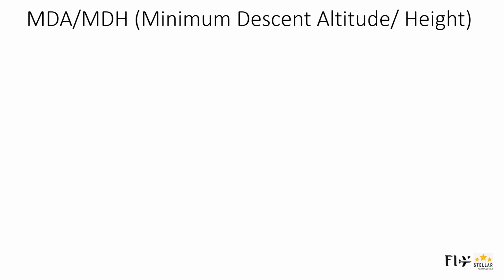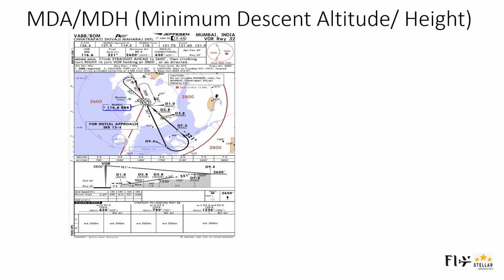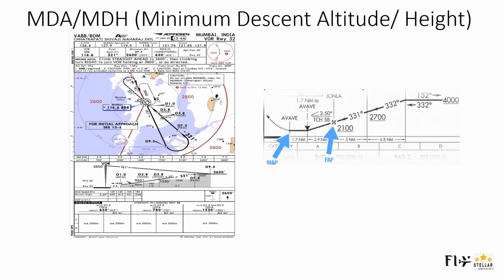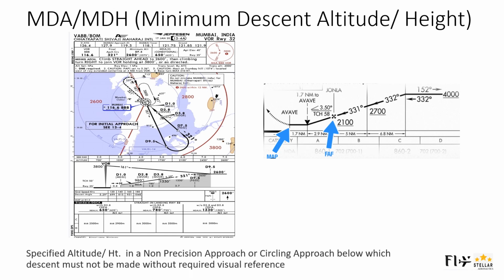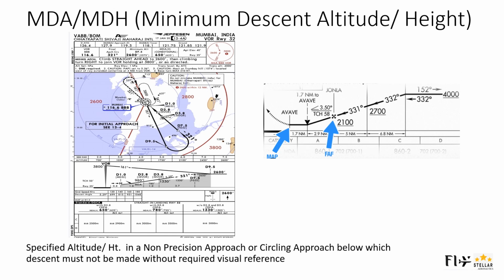Seventh is MDA or MDH, that is minimum descent altitude or minimum descent height. It is the specified altitude or height in a non-precision approach or circling approach below which descent must not be made without required visual reference.